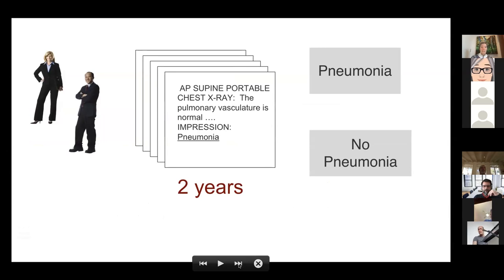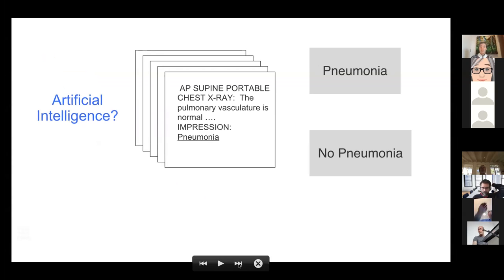So what she did is she hired two people for 2 years full time to read the chest x-ray reports of all of these patients and put them into two bins, either pneumonia or no pneumonia. And that, first of all, postponed her study a long time. It made it much more expensive. And so she wondered, could we have used artificial intelligence to do that?